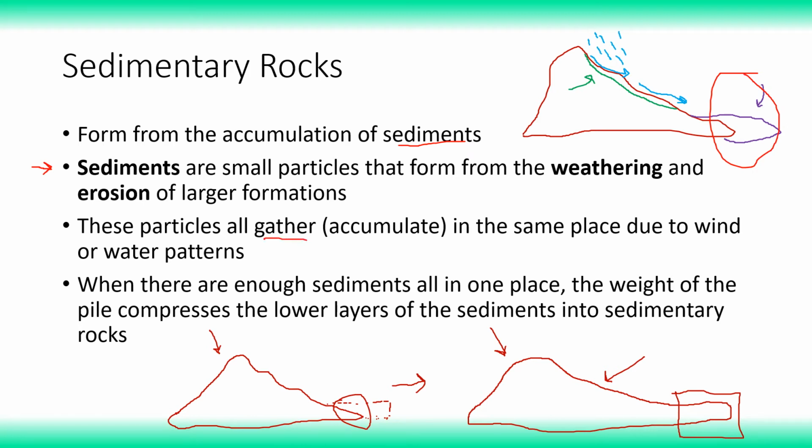That would be where all the particles gather or accumulate due to the water carrying the sediments and then dropping them off all in the same spot. It doesn't have to be water, it could be wind as well. But these are two of the main driving forces of this weathering and erosion. And then when there are enough sediments all in one place, the sheer weight of this pile of sediments right in here will compress the lowest parts of it that are under the immense weight of the rest of the sediments. So this lowest part in here gets compressed into an actual rock.